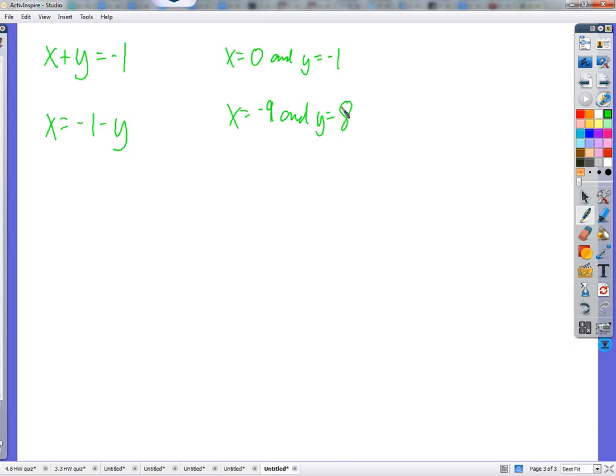There's a million different solutions? Are there more than a million? Yeah. Anything. Well, not anything. What's that, Lily? I said it has to have one negative and one positive to get the negative one. Okay, one's got to be negative, one's got to be positive. So whatever the combination of x and y are, when you plug them in, the x plus the y has to be equal to negative 1, right?